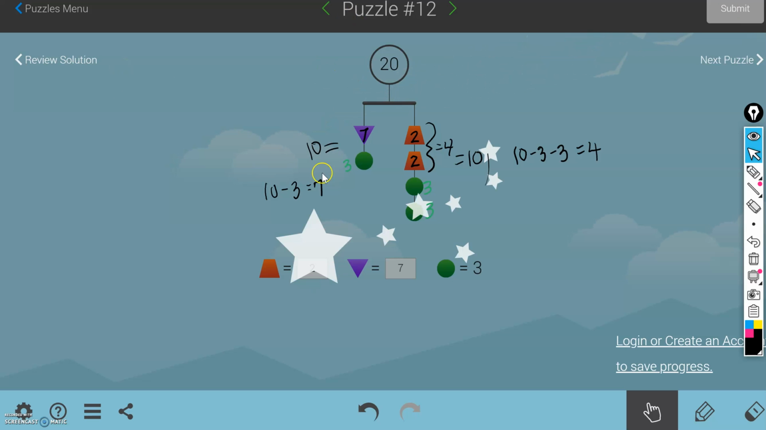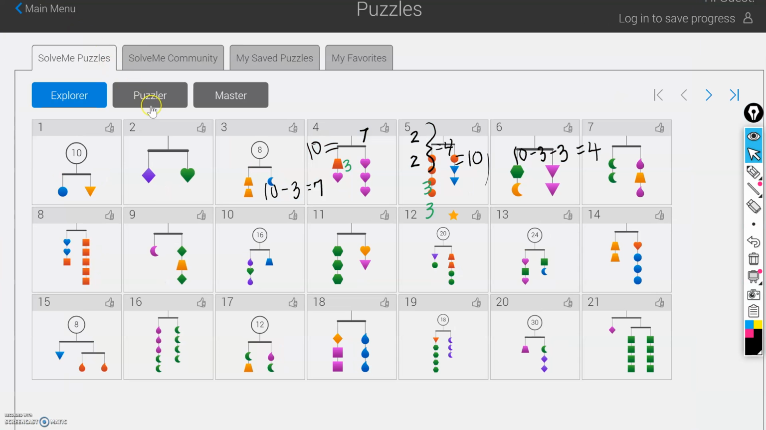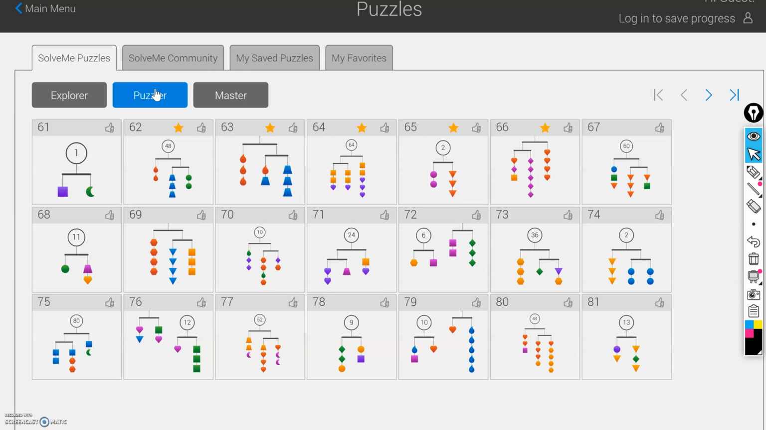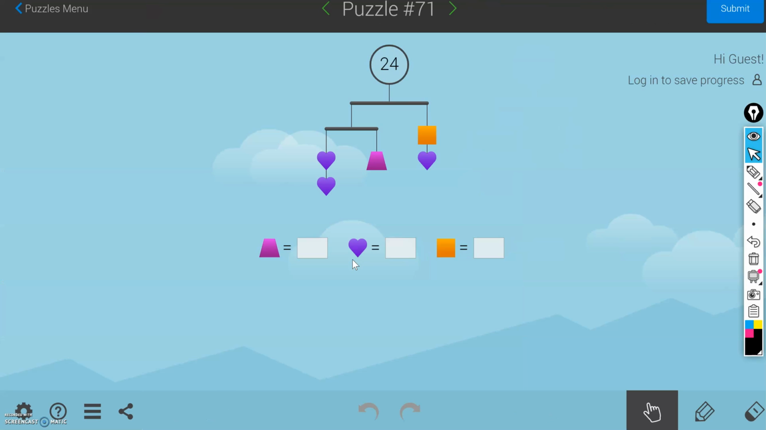Now, if that was too easy, I can go back to my Puzzles menu and click on the Puzzler tab. In the Puzzler tab, you're going to see even harder mobiles. So let's take a look at number 71. This time it says that the total here is 24, but I'm not given any information down below in my key. So it's going to get a little tricky.